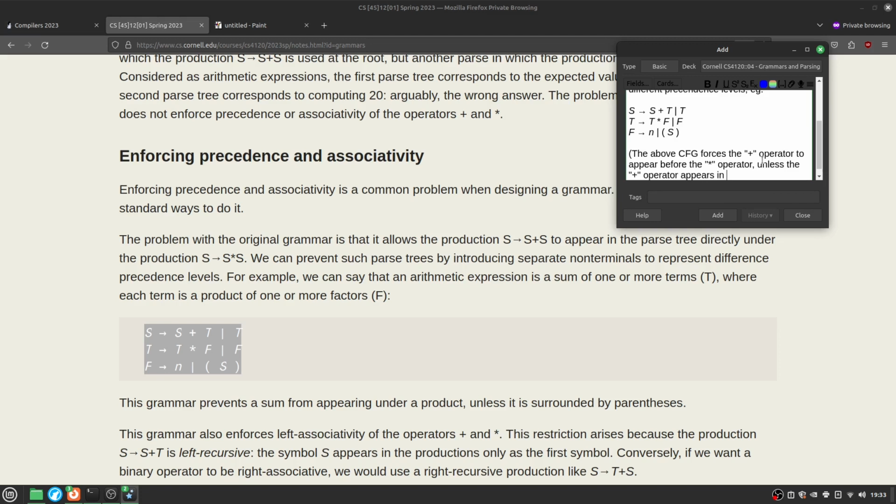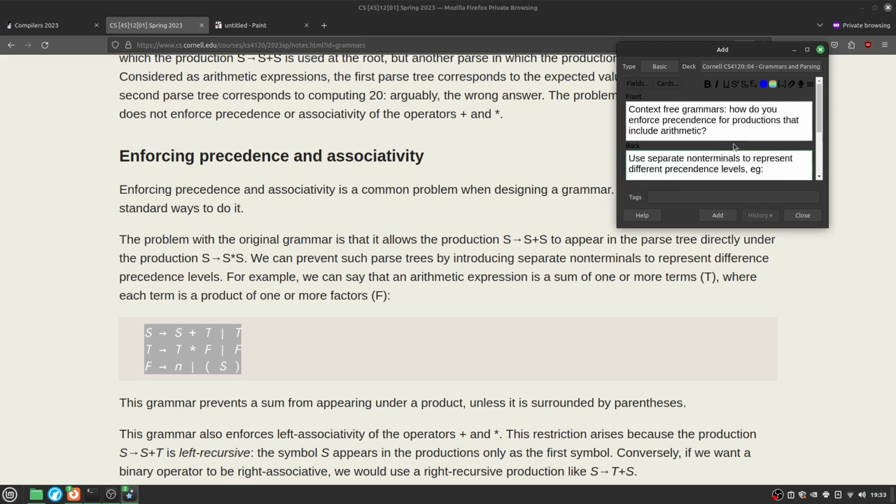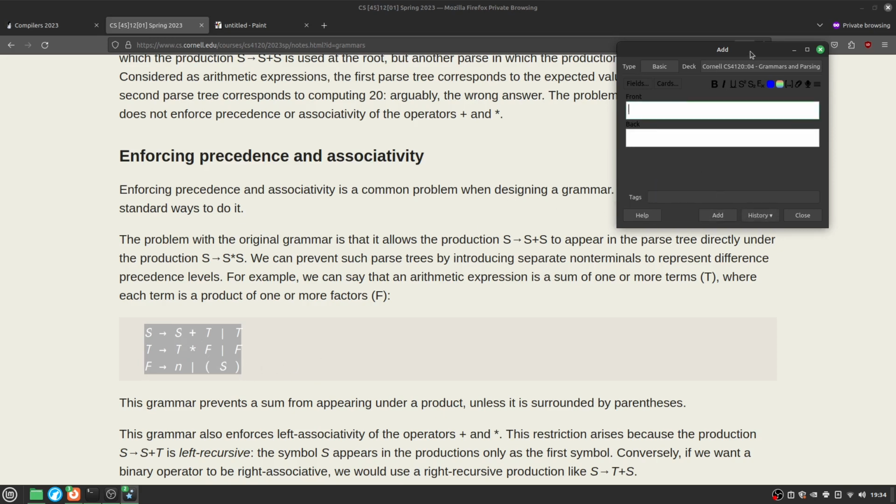So the gist of it is: expand your non-terminals out, and use separate non-terminals to force precedence this way. And then you can have a case where parentheses negates that. Cool.